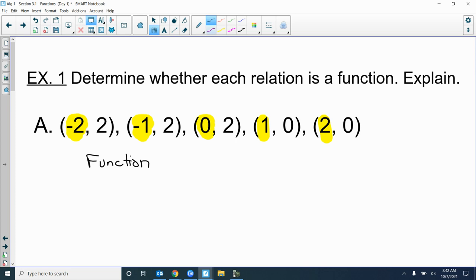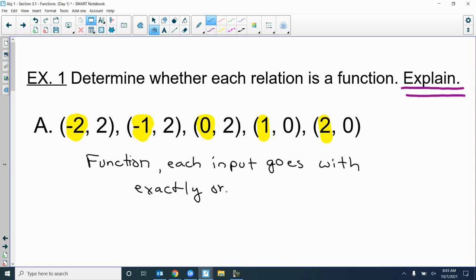Now, a key thing here that throws some of you off says the word explain. Use the definition to explain. Basically, each input goes to exactly one output. Okay, so that would be your explanation. So each input goes with exactly one output. Okay? Make sure we're writing the explanation down, guys. Yeah, put this down because sometimes this is the hard part.